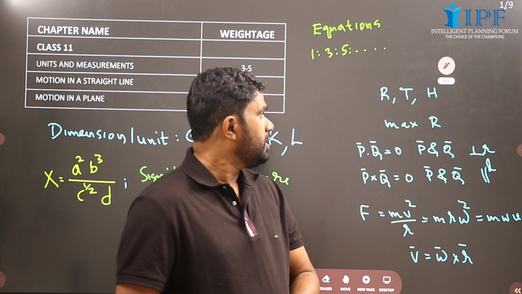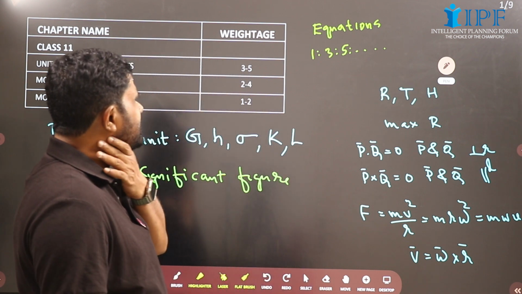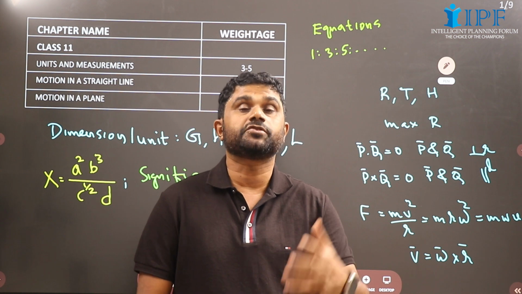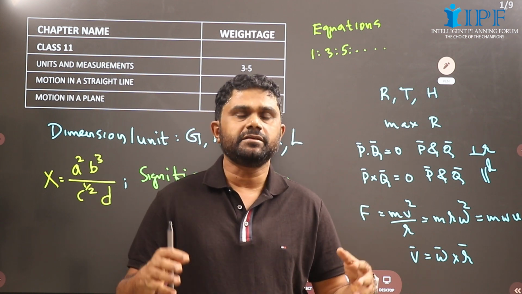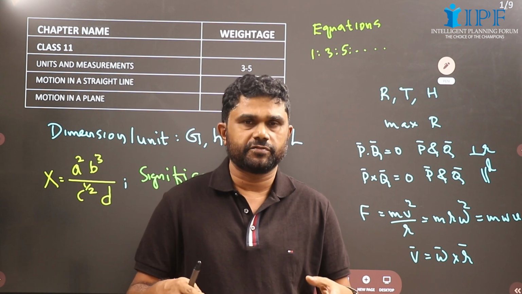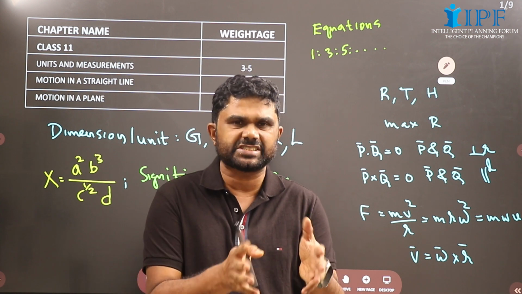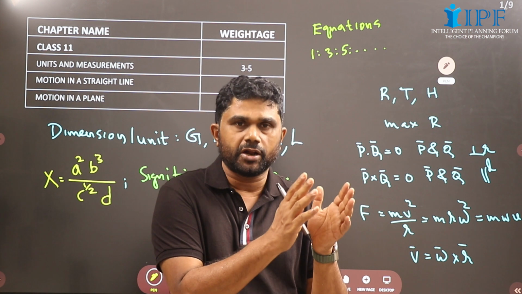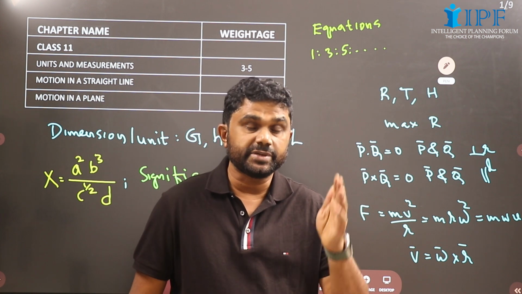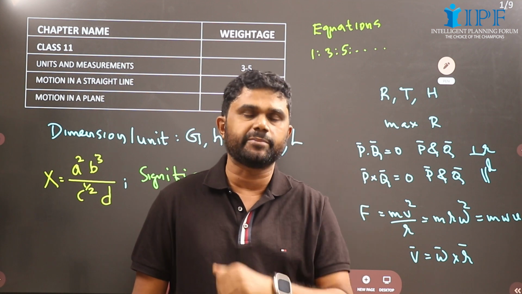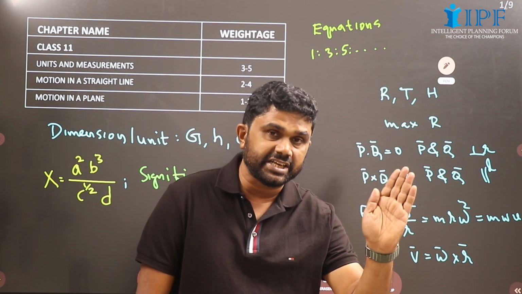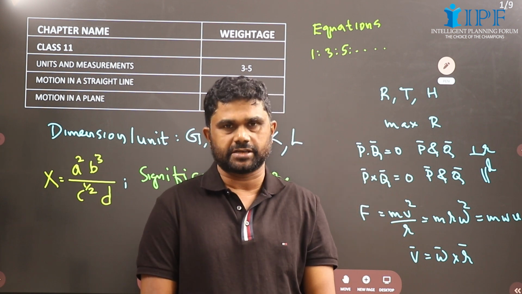Okay, now see the next thing you should know from this chapter is analysis of graphs. In a one-dimensional motion, if you plot any graph, the first quantity is plotted along the y-axis and the second along the x-axis. Velocity-time graph means velocity along the y-axis, time along the x-axis. Velocity-displacement graph means velocity along the y-axis, displacement along the x-axis.